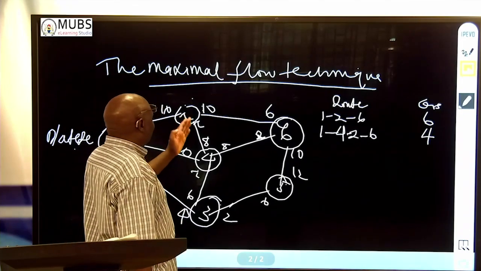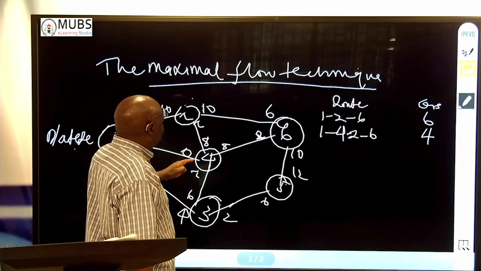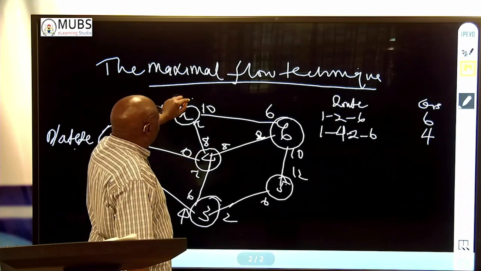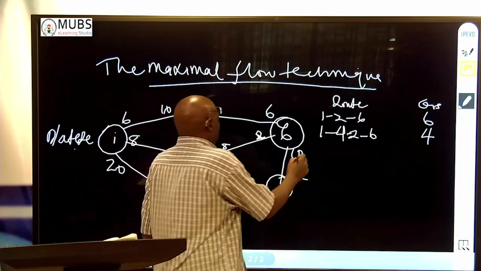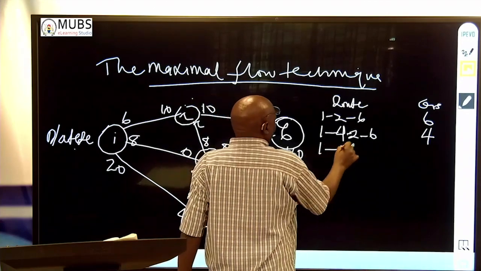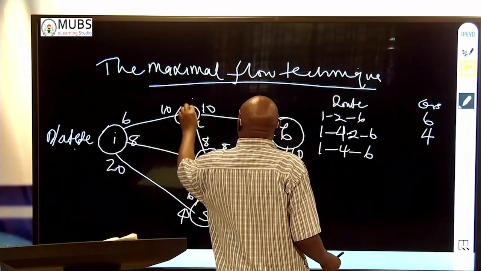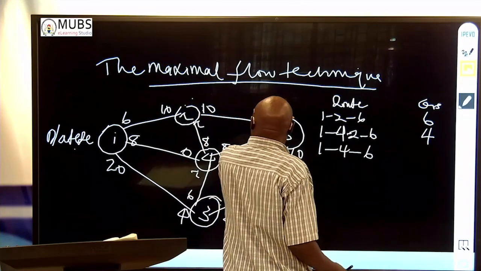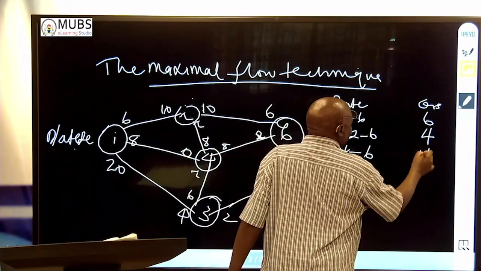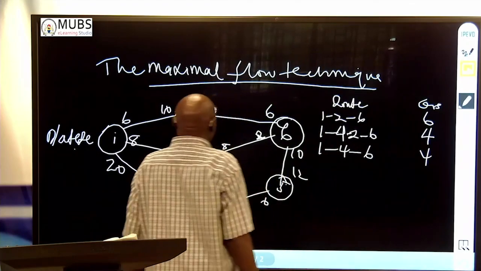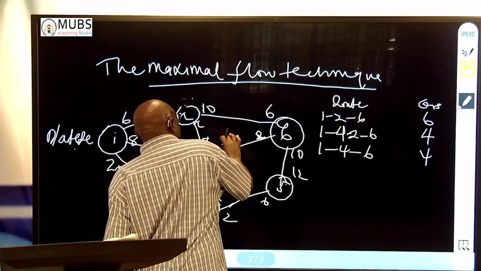Now, if 4 cars have remained here, then we could move 1 to 4 to 6. This one had allowed 4, 4 have remained, so this one can also take 4. It can take up to 4 because of the 8 which were allowed here, 4 were used. Now, this one has remained with 4 cars.